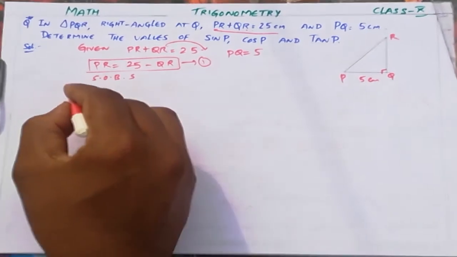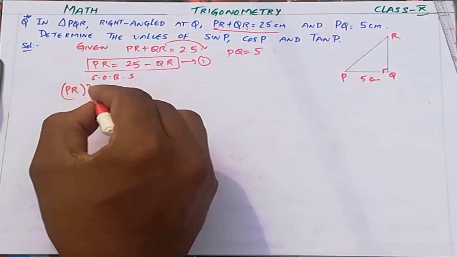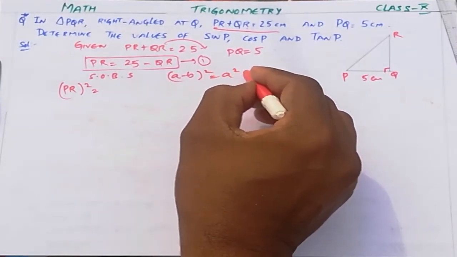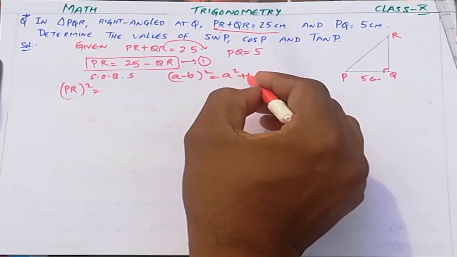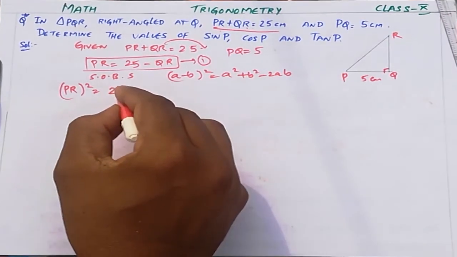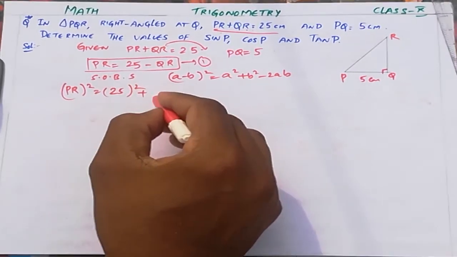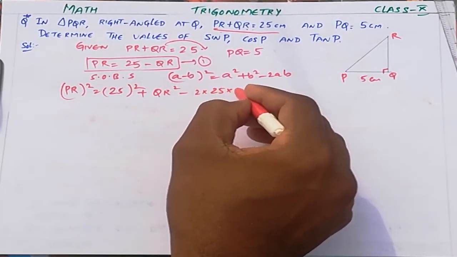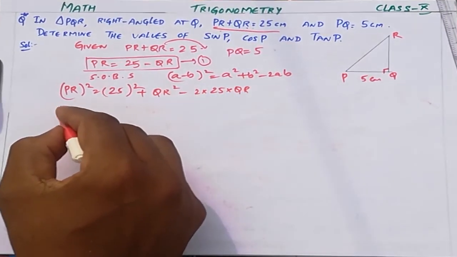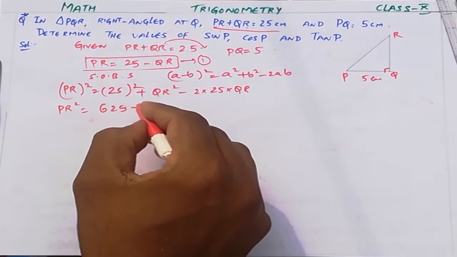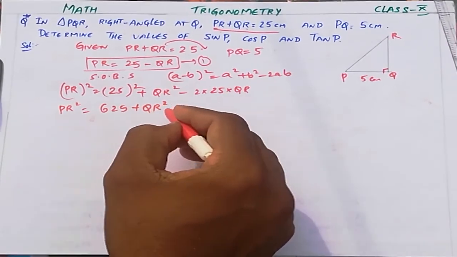PR square equal to 25 minus QR whole square, which looks like A minus B whole square, A square plus B square minus 2AB. In place of A we have 25, so 25 square. In place of B we have QR, so QR square, minus 2 into 25 into QR. PR square equal to 25 square is 625 plus QR square, write it as same, minus 2 into 25 is 50, 50 QR.